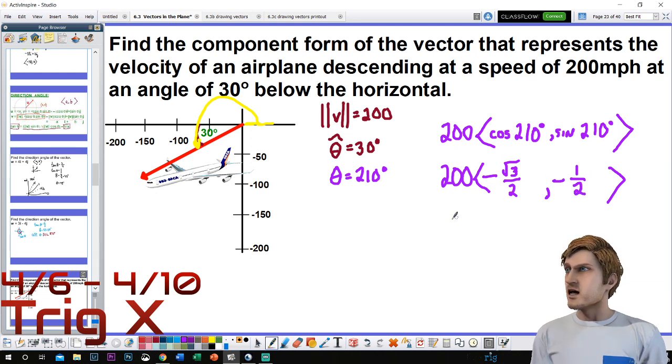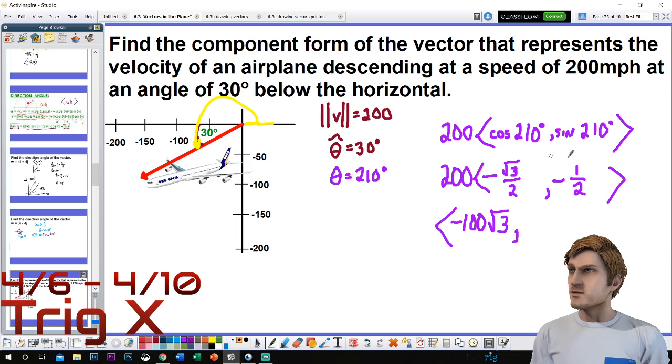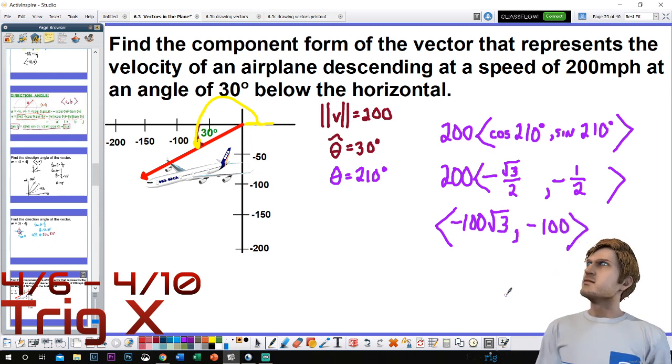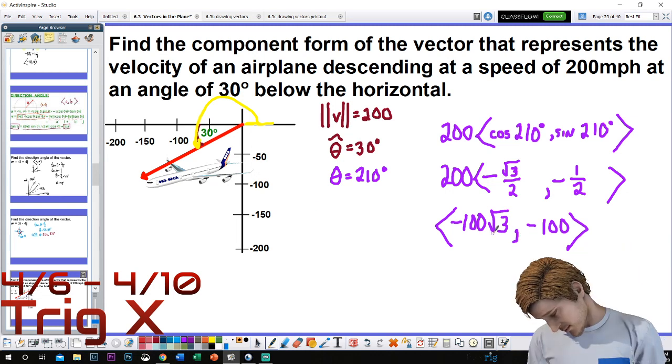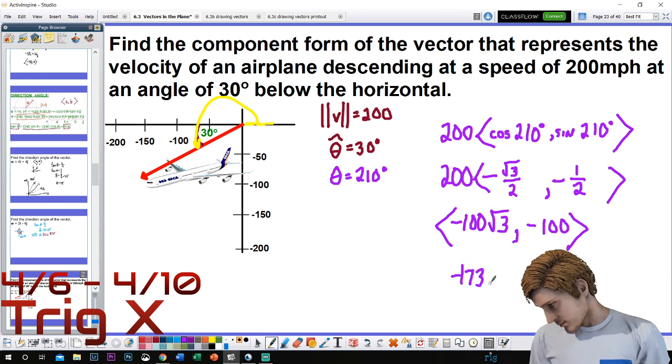Next we're just going to distribute that 200 through there. So this is 200 over 2 reduces to 100, and we have a negative there. So that's negative 100 square root of 3. Then we have 200 times 1/2. It's negative, so that's negative 100. And that's it. That's the component form of that. My calculator says 173-ish. So if I go left 173 and down 100, does it look like it would be that point right there? Well, yes, indeed it does. So that answer makes sense.